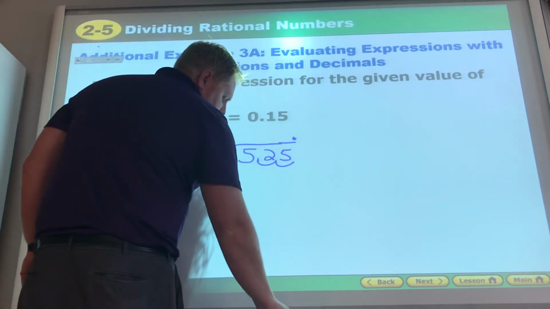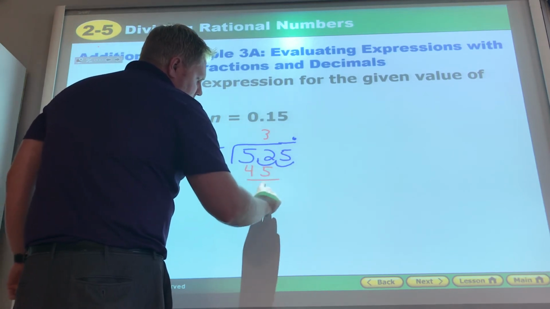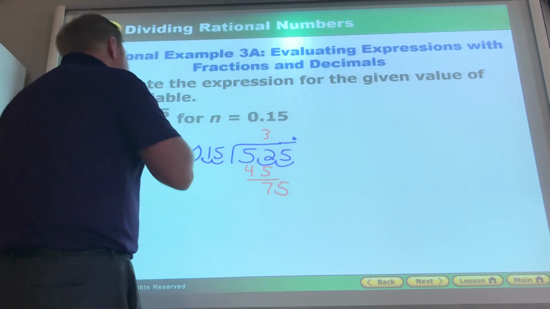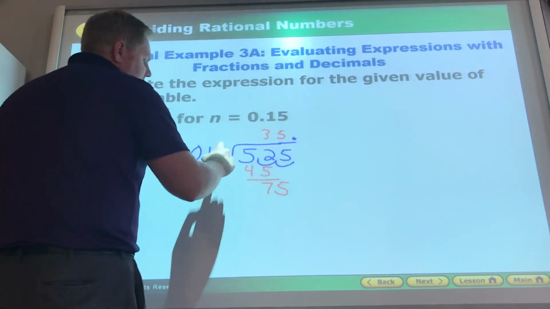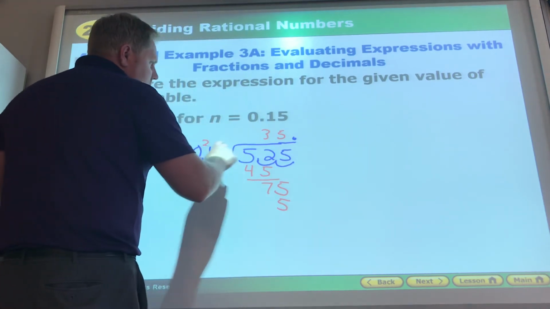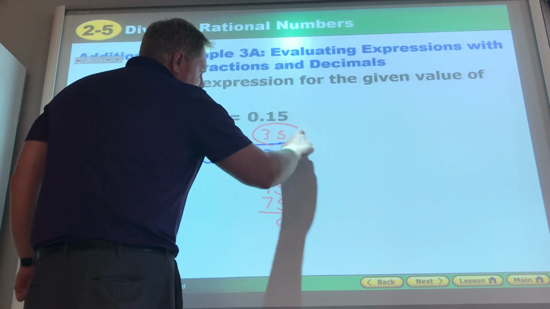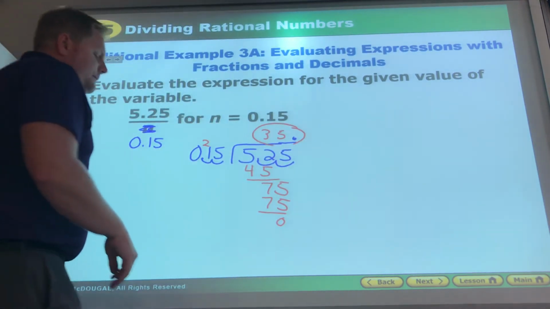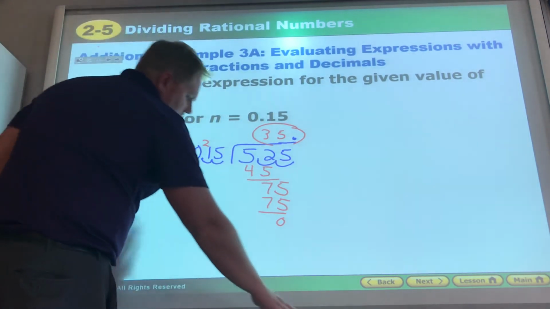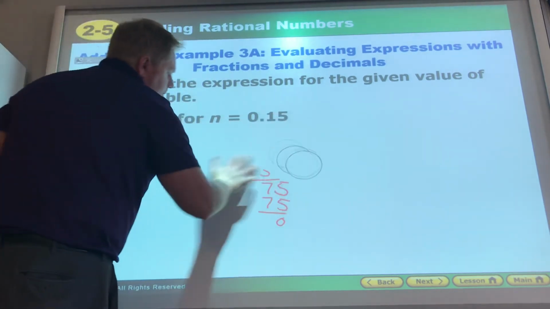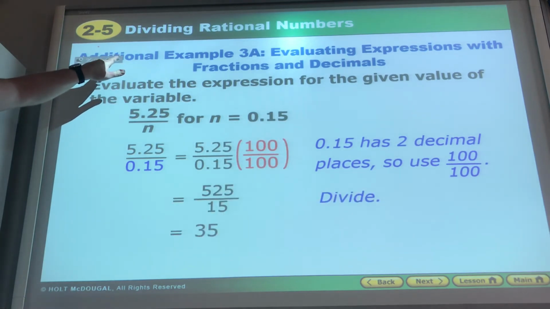15 will go into 50 3 times. So that's 45. 7 and a 5. 15 will go into 75 5 times. 5 times 5 is 25. 5 times that's 75. 35 is our answer. All right. Numerator, inside. Denominator, outside. All right. We do the division and we get 35.